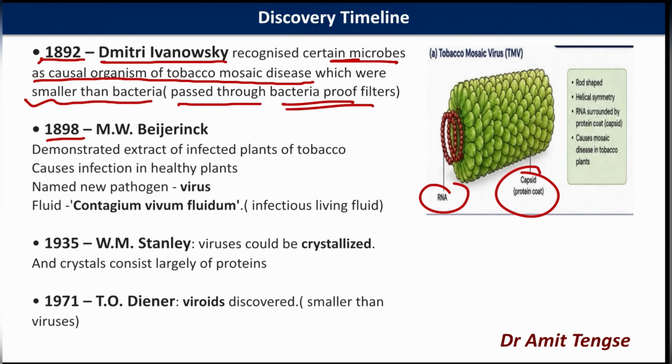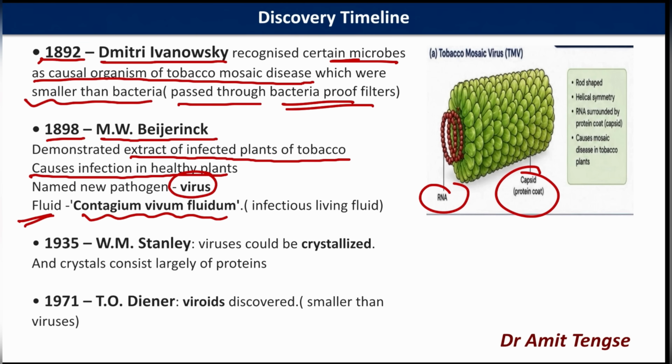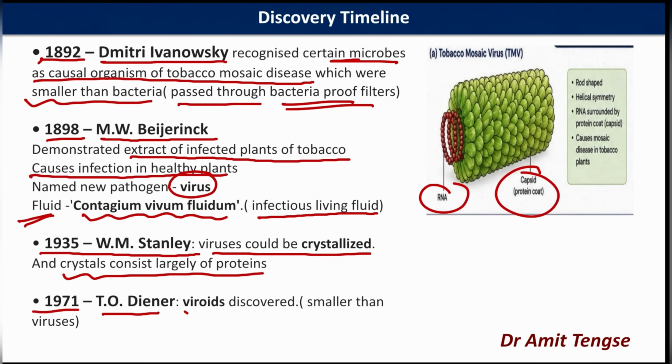In 1898, M.W. Beijerinck demonstrated that extract of the infected tobacco plants causes infection in healthy plants. He named the new pathogen a virus, and the fluid Contagium vivum fluidum, that is the infectious living fluid. Then in 1935, W.M. Stanley demonstrated that viruses could be crystallized and the crystals consist largely of protein. In 1971, T.O. Diener discovered the viroids, which were smaller than viruses.